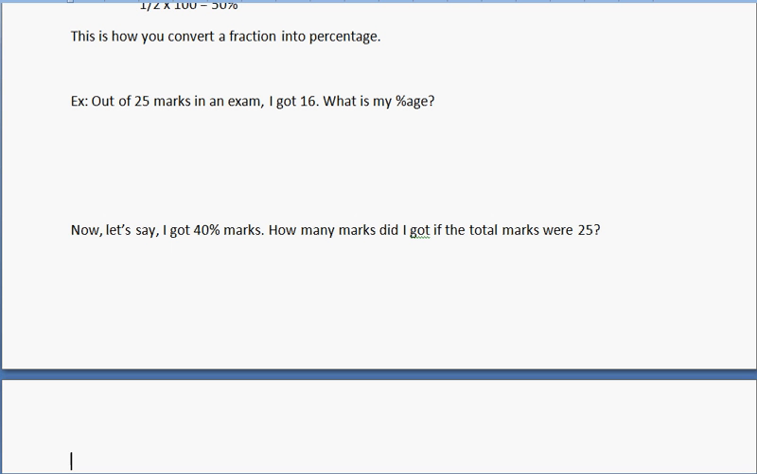So again, a very simple question. Out of 25 I have got 16. What is my percentage? We have already done this, so we're not going to do this again. Now let's say I got 40% marks, right? How many marks did I get out of 25? So from 100 I got 40, which means 40 by 100, and if it has been 25, we multiply this to get 10 marks, right? So that's how we do it.